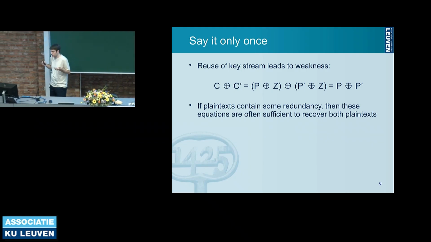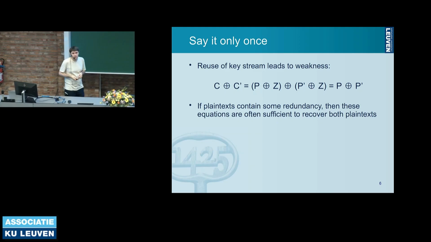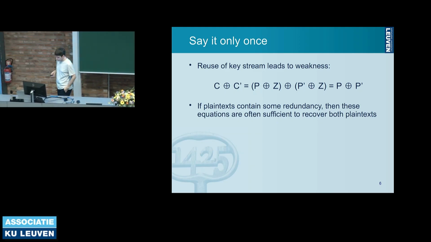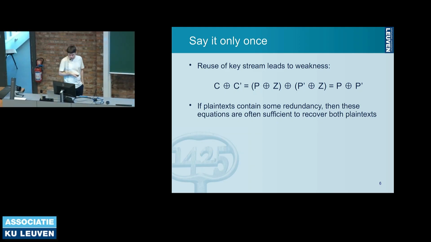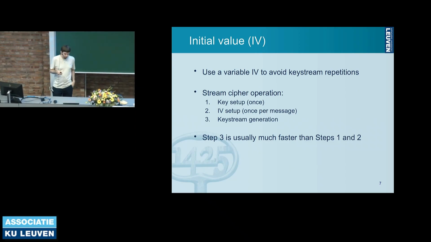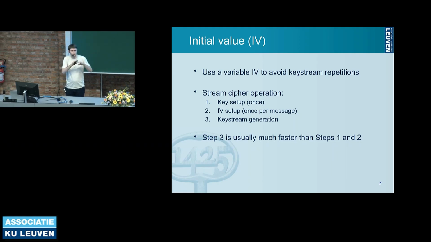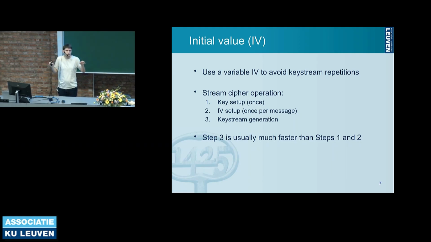That's a big problem, because in many cases the plaintext is quite redundant. You can imagine that just from knowing the difference between the two plaintexts, you can actually recover what the plaintext must have been. So that's something we need to avoid, and that's where this initial value comes in. The initial value is there so that when you want to encrypt a second message, you can use a different initial value so that you are sure the key stream produced will also be different.